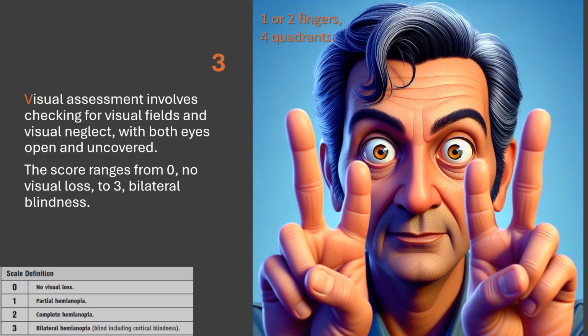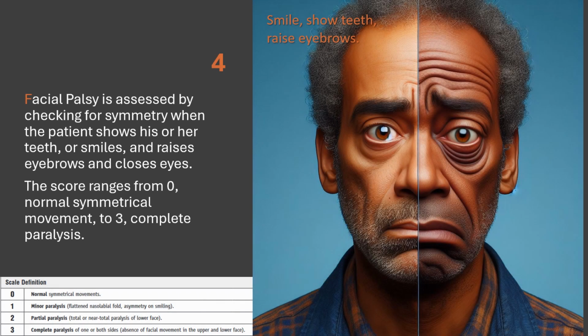Visual assessment involves checking for visual fields and visual neglect, with both eyes open, and the score ranges from 0, no visual loss, to 3, bilateral blindness. Facial palsy is assessed by checking for symmetry when the patient shows his or her teeth or smiles, raises eyebrows, and closes eyes. The score ranges from 0, normal symmetrical movement, to 3, complete paralysis.